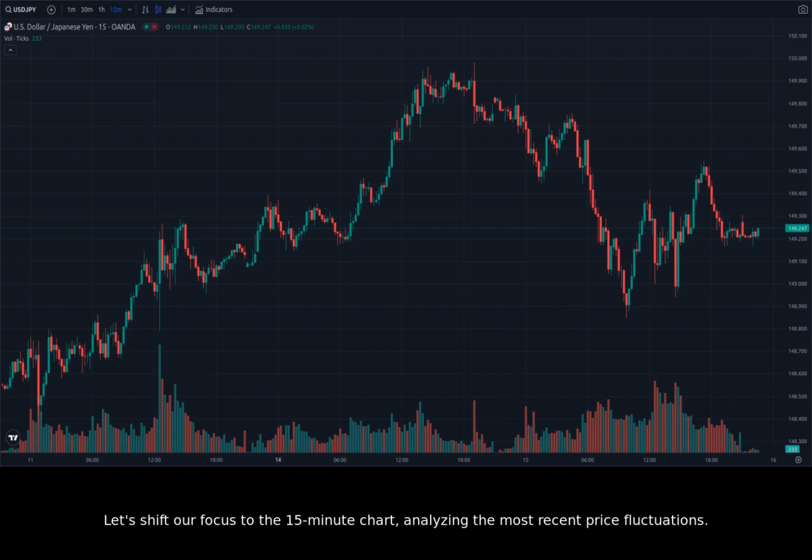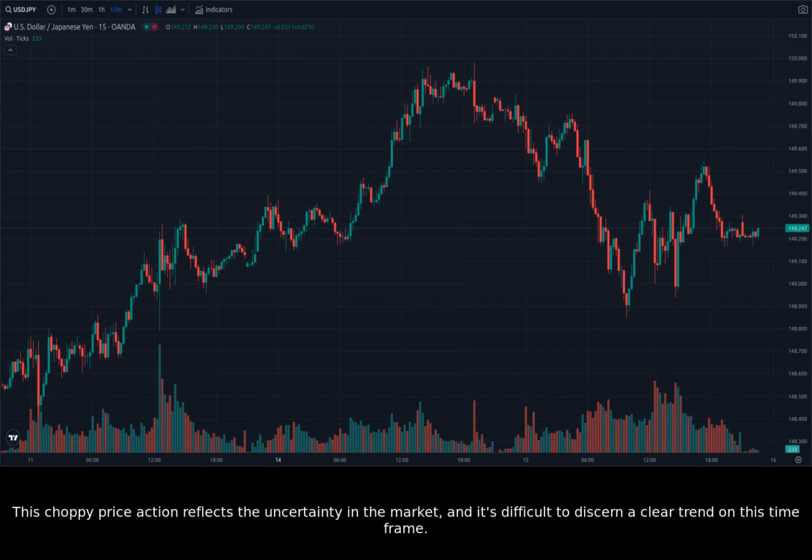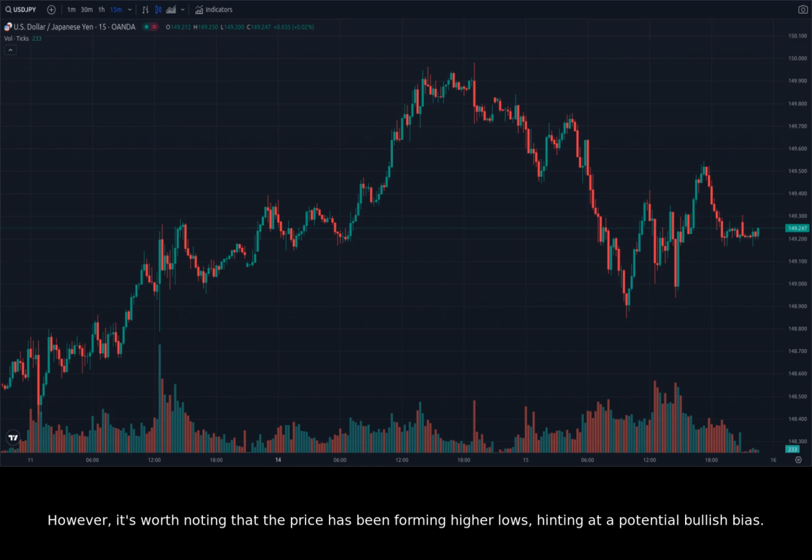Let's shift our focus to the 15-minute chart, analyzing the most recent price fluctuations. Here, we can see a series of small candlesticks, suggesting choppy and indecisive price movement. This choppy price action reflects the uncertainty in the market, and it's difficult to discern a clear trend on this time frame. However, it's worth noting that the price has been forming higher lows, hinting at a potential bullish bias.